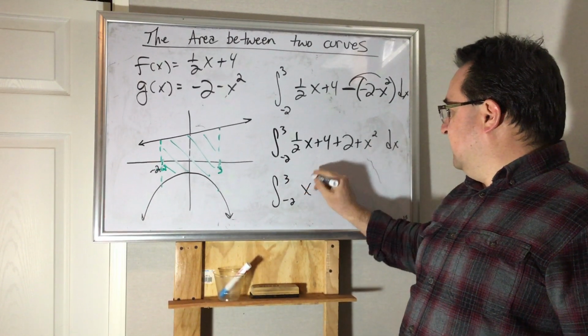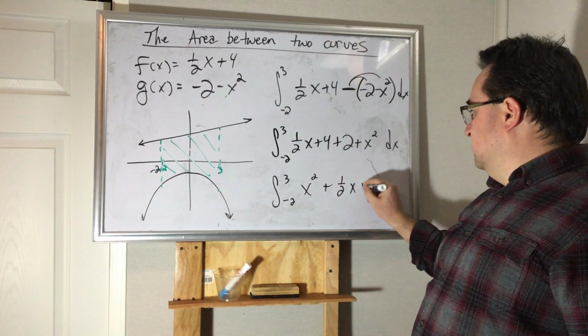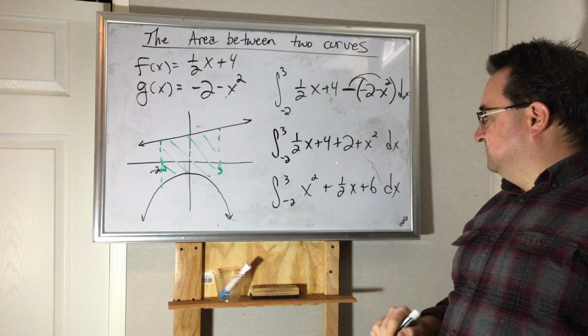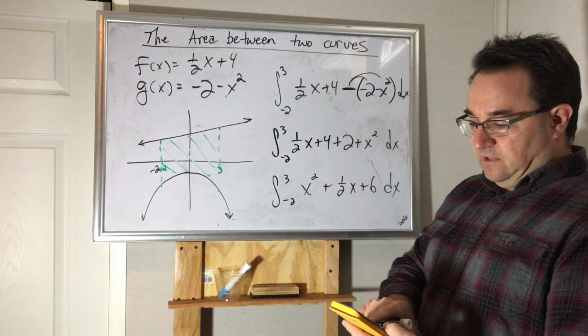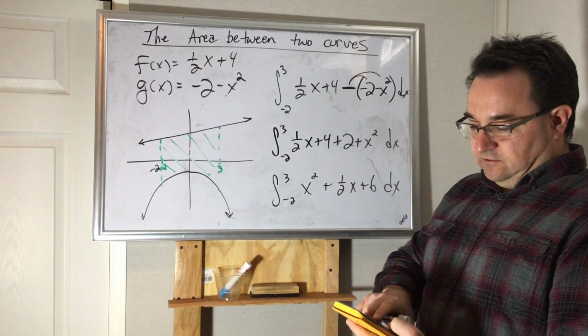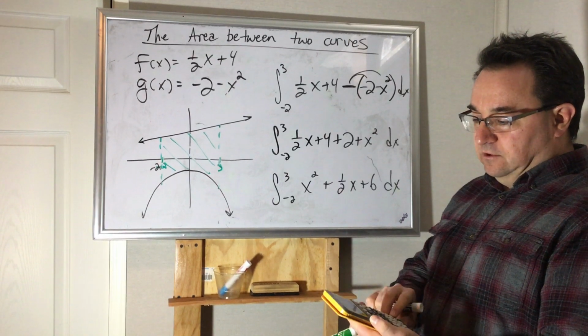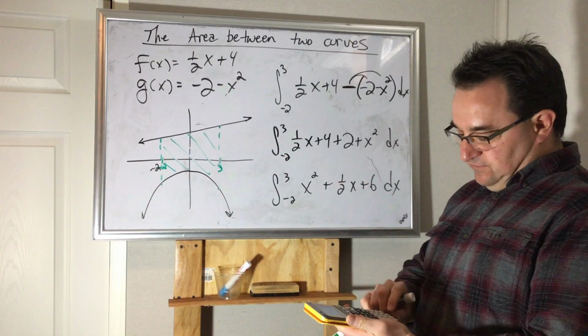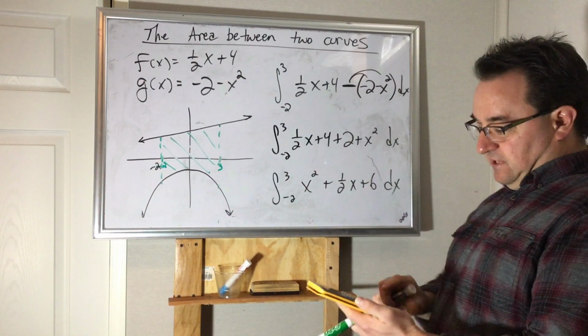And let's see, so we got x squared plus 1/2 x plus 6 dx. And then here, we'll just put that in our calculator. Hold on a second while I get to the right screen here. So I'm going to do an integral from -2 to 3. I'm just going to type what I see here.